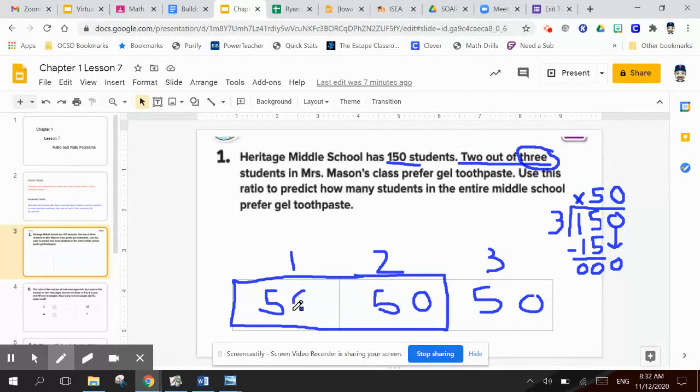So when it asks how many students prefer gel toothpaste, it says 2 out of 3. Well, I need 2 of the boxes, so I need to add these 2 numbers together because that's 2 out of the 3 boxes, and that's 100 students.